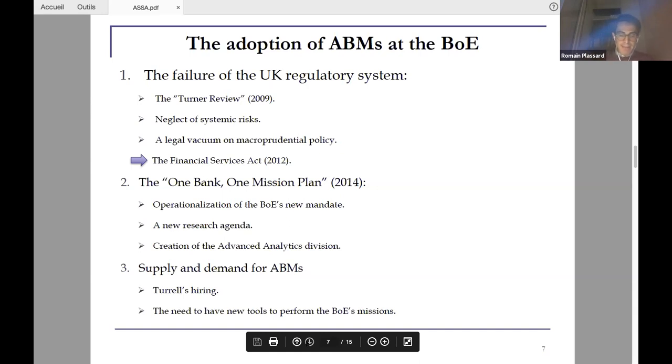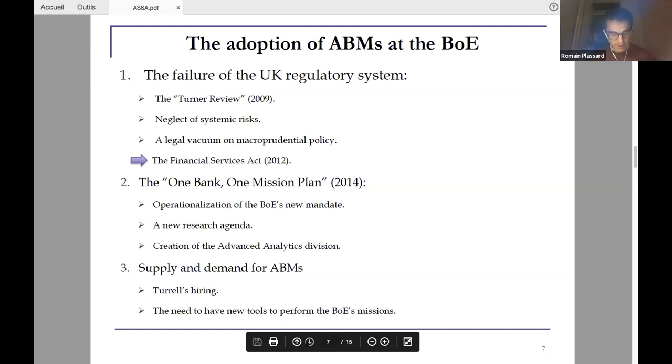Mark Carney became the BOE's governor a few months after the Financial Services Act passed. His responsibility was therefore to operationalize the Parliament's mandate. And this led him to implement a huge reform called the One Mission, One Bank Plan in 2014. This plan implied many organizational transformations, but here I would like to focus on two changes.